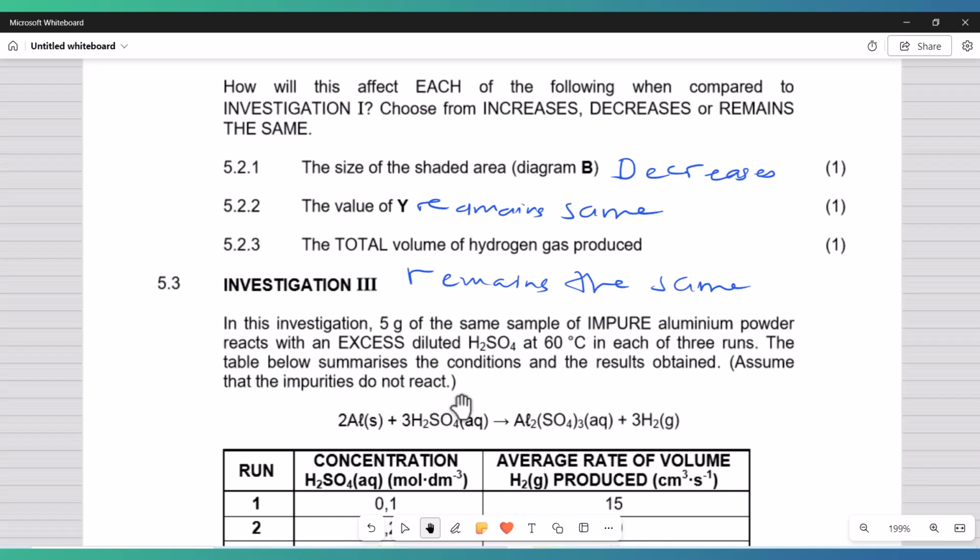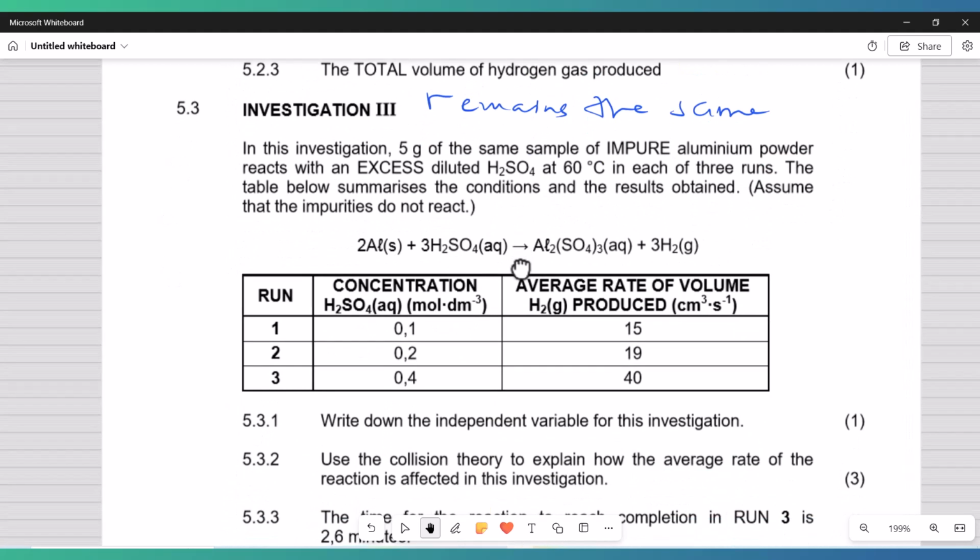All right, let's check it out now. This is run 1, 2, and 3. What are they changing here? This is 0, 0,1, 0,2, 0,4. This is the rate of the production of hydrogen gas. This is 15, 19, and 40.